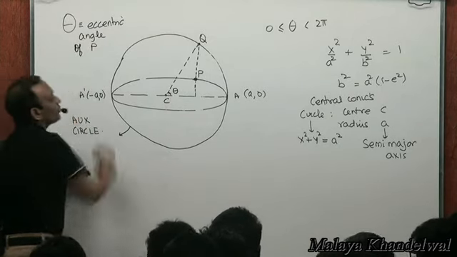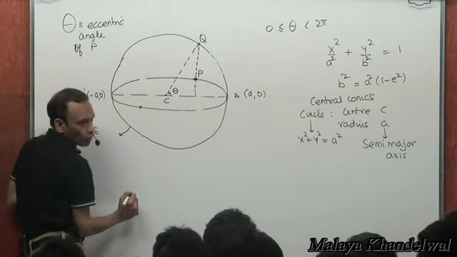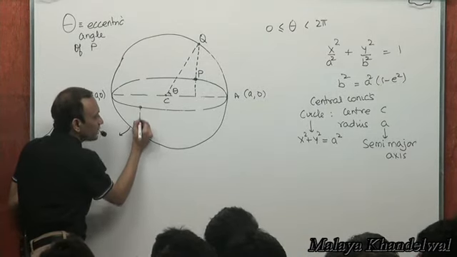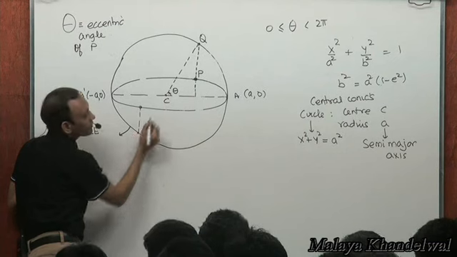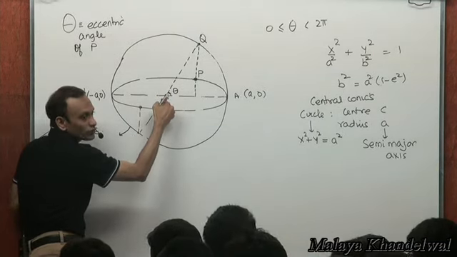For every point on the circle, for example, if this is the point and I want to know the theta for this point, then what would I do? I would map it here. I would join C to this point and then this would be my theta.